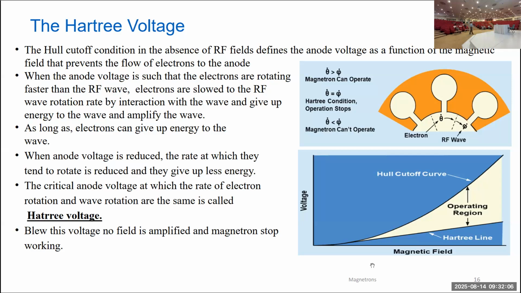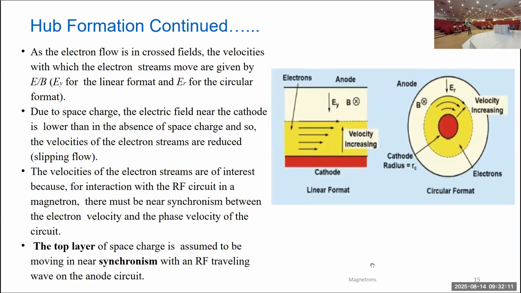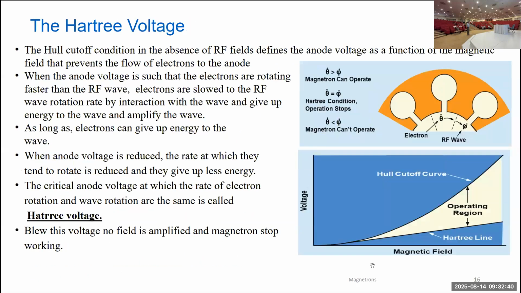As we have already discussed, the electrons near the cathode have low energies, no kinetic energies, and the outer ones have higher kinetic energies. If the applied voltage is less than a critical value, then these electrons which are moving around the cathode fall back to the cathode, hit the cathode, and the operation of the magnetron suffers.